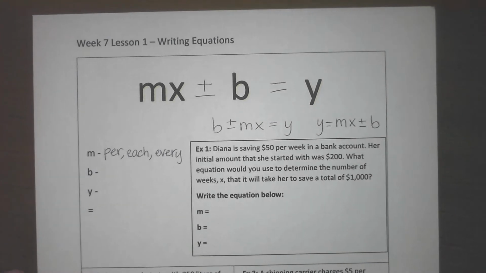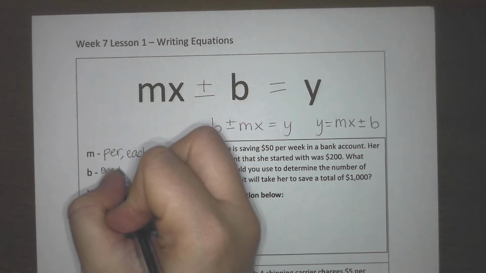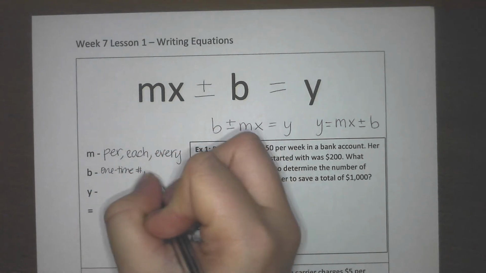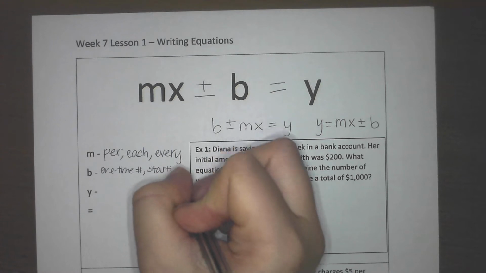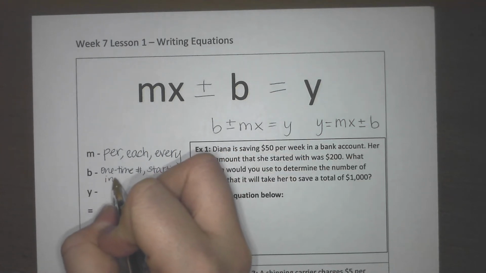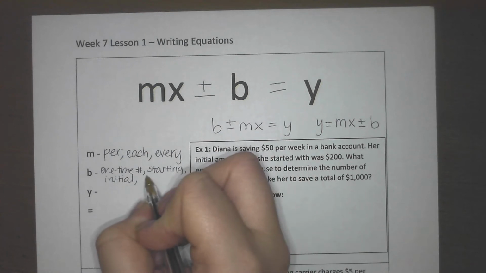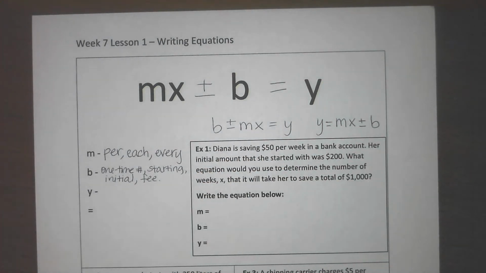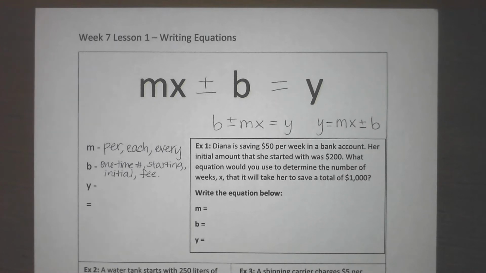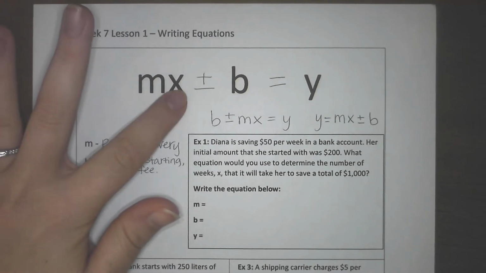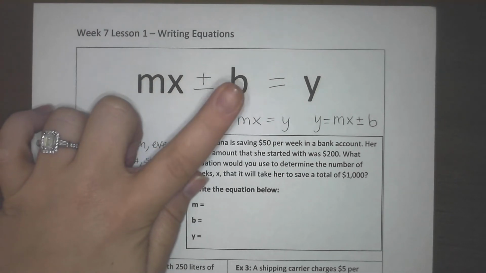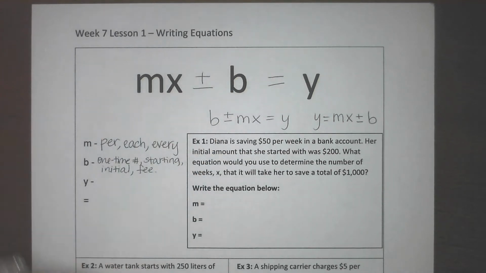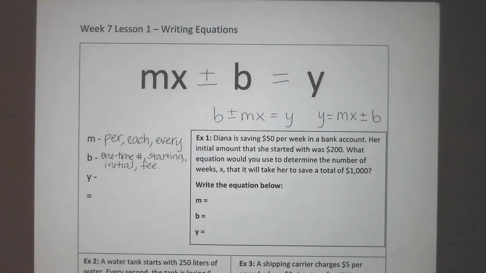Now b is a one-time number, or a starting amount. Or if you see the word initial or fee, that's telling you that that's your b. So if you go to the gym and they say you have to pay $10 per month, so 10x, $10 per month, but you also have to pay the $100 sign-up fee, that would be your b. The sign-up fee, or however much money you put down once, where you're not doing it repeatedly, you're just doing something one time, that's your b value. And then our y is our total.